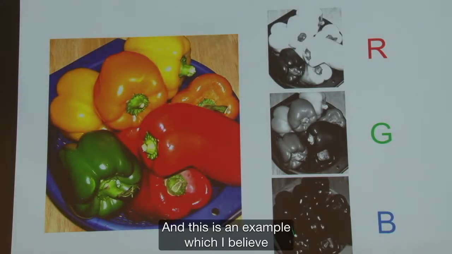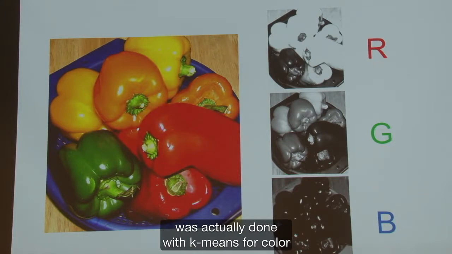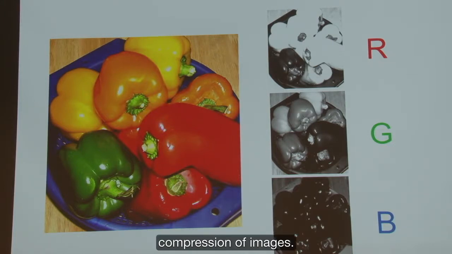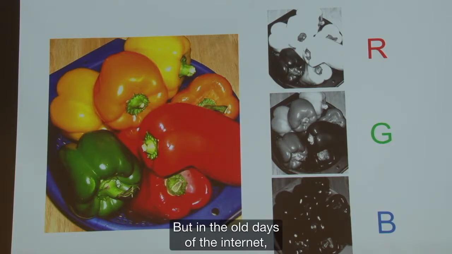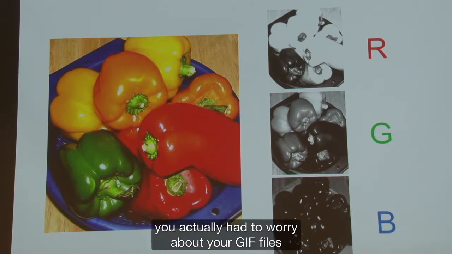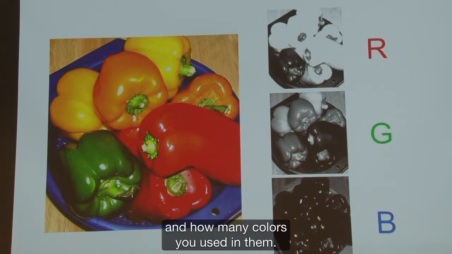And this is an example which I believe was actually done with k-means for color compression of images. I actually don't know whether people do this still nowadays, but in the old days of the internet, you actually had to worry about your GIF files and how many colors you used in them.